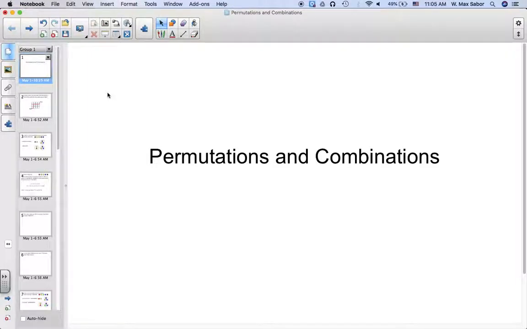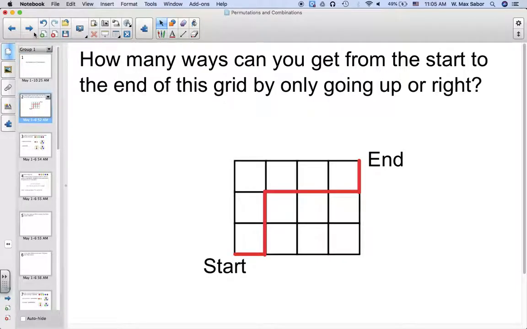Permutations and combinations are two of the tools that we have for counting problems. So how many ways can you get from the start to the end of this grid by only going up or right? So you could go right, then up, then right, then up, or you could go all the way right, all the way up. There are a bunch of different paths that you can take. And by the end of this lesson, you should be able to figure out this without listing them all out.